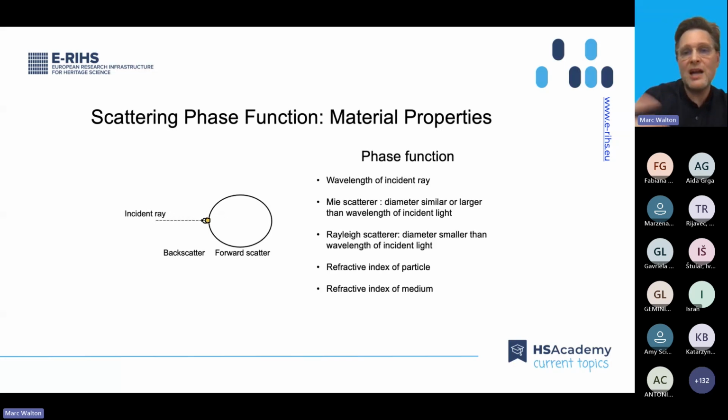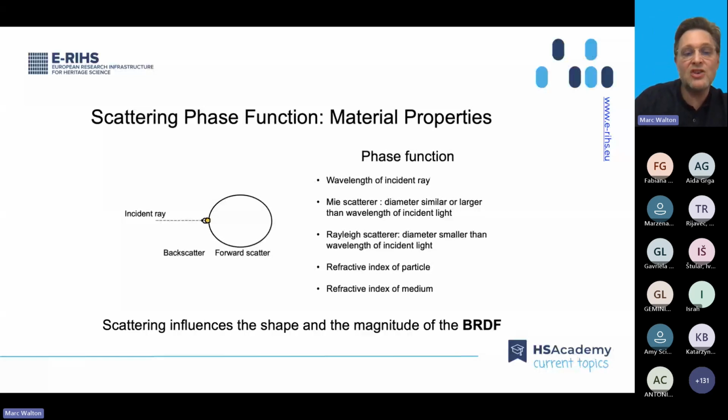And we can imagine that this phase function is going to be a product of the wavelength of the incident light, whether the scatterer is smaller in dimension than the wavelength of light or bigger than that wavelength, whether you have a particular refractive index of that particle, and what the surrounding medium is. All these come into play and shape and influence the magnitude of the BRDF function. So even going back down to that microscale influences the way that we're seeing at the macro scale.